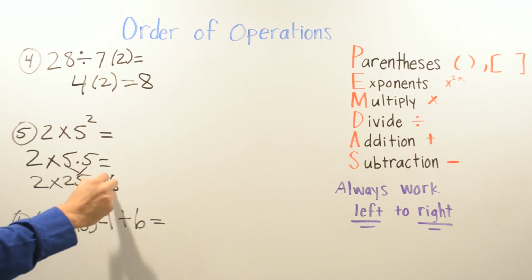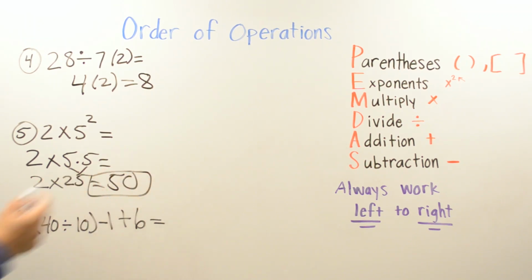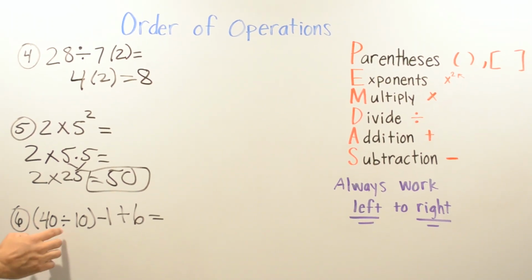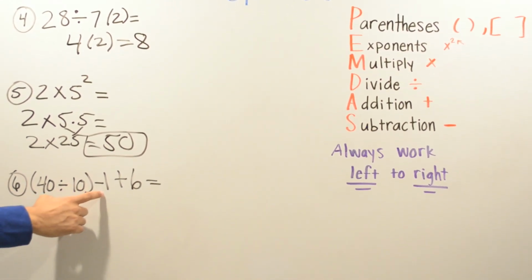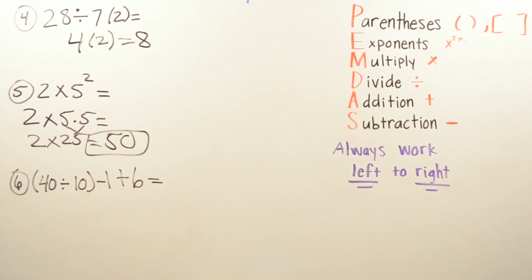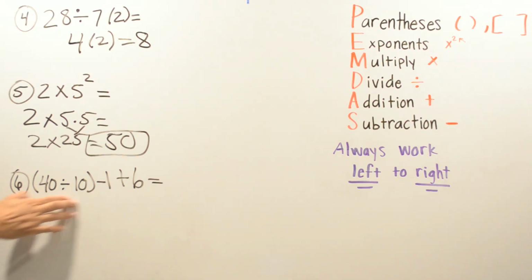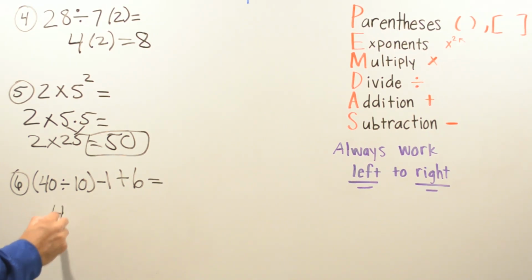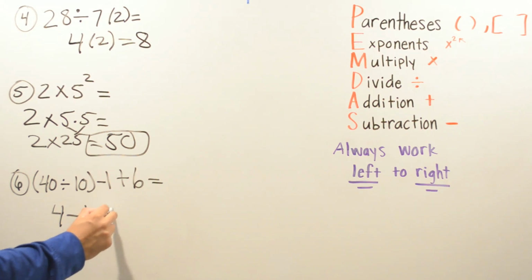And 25 times 2 is 50. And for our next example, we have 40 divided by 10 minus 1 plus 6. Once again, if you don't know the order of PEMDAS yet, go ahead and look at the right hand side. It's going to help you there. And see, what do we do first? Do we have parentheses? Yes, we do. So we're going to go ahead and do the parentheses first. So 40 divided by 10 is going to be 4, minus 1 plus 6.